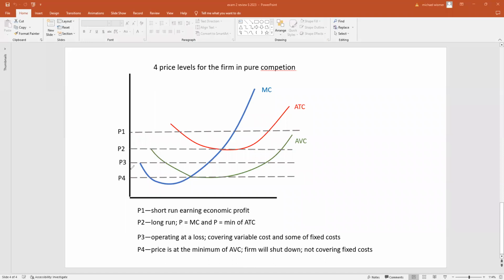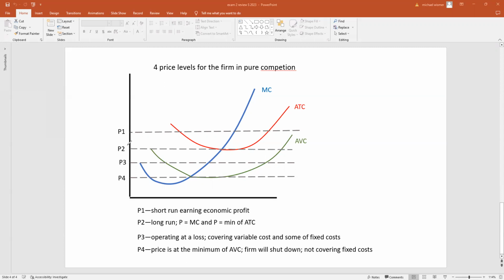Now, we recognize that there are different price levels over here on the left, P1, P2, P3, and P4. I've drawn a dashed line across where they intersect at various points in terms of the marginal cost curve. And they will also intersect at points where marginal cost is equal to average total cost and also where it's equal to average variable cost. And it may not be clear, but that marginal cost curve does intersect the average total cost and average variable cost curves at the minimum.